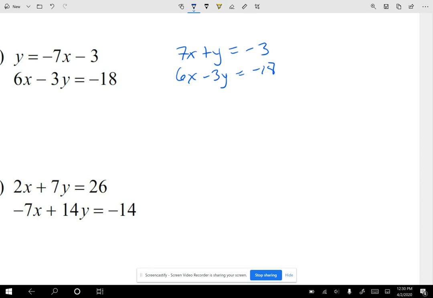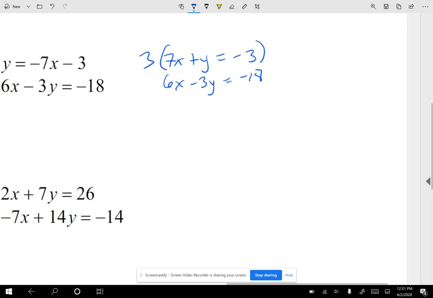Now, I can cancel the x's if I want. I could make them 7x and 6x. I can make them each 42x. If I multiply the top by 6, the bottom by 7, right, I can multiply both equations. Make sure you multiply every term in that equation by the same number. That looks a little complicated. If I want to cancel the y's, actually let me do that. Let me multiply the top by 3. Because in that case, my 3y with the -3y from the other equation are going to cancel out.